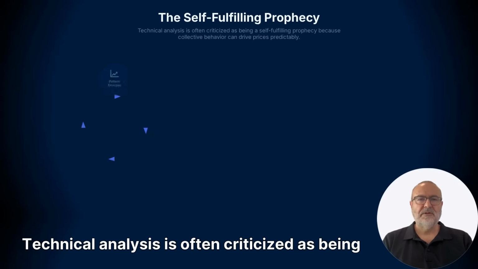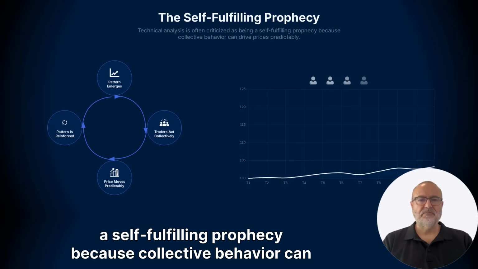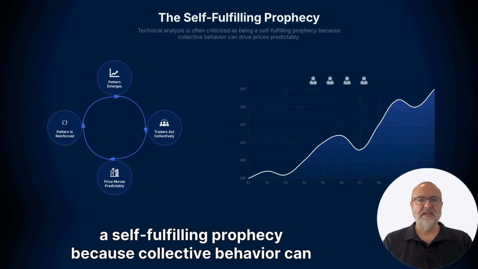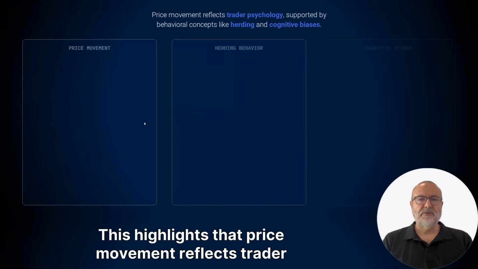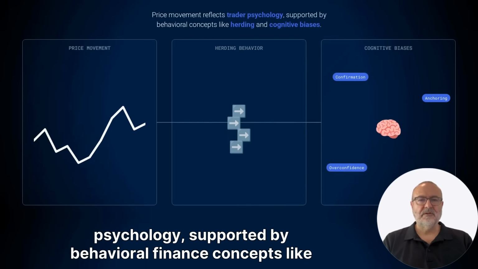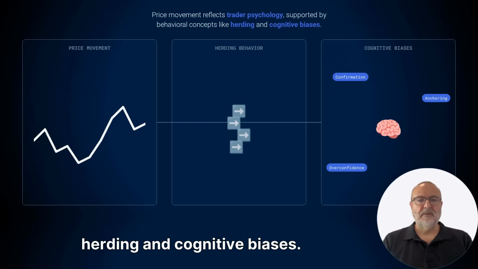Technical analysis is often criticized as being a self-fulfilling prophecy because collective behavior can drive prices predictably. This highlights that price movement reflects trader psychology, supported by behavioral finance concepts like herding and cognitive biases.